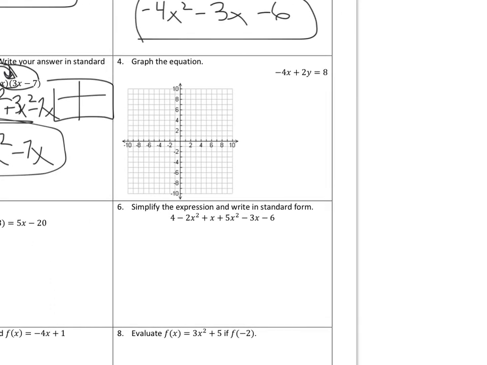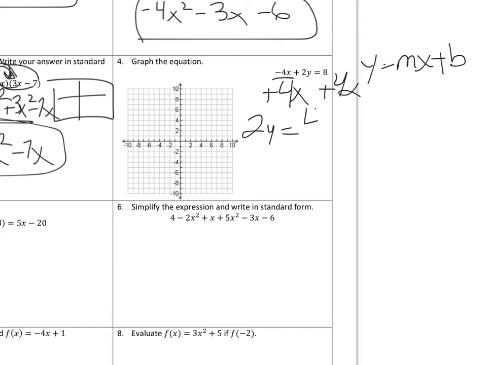Question 4, graph the equation. Remember, we need y equals mx plus b, so I need to get the y by itself. So I'm going to add 4x to both sides because it's already being subtracted. So I get 2y equals 4x plus 8. And then I need y by itself, so I need to divide each term by 2. Y equals 2x plus 4.